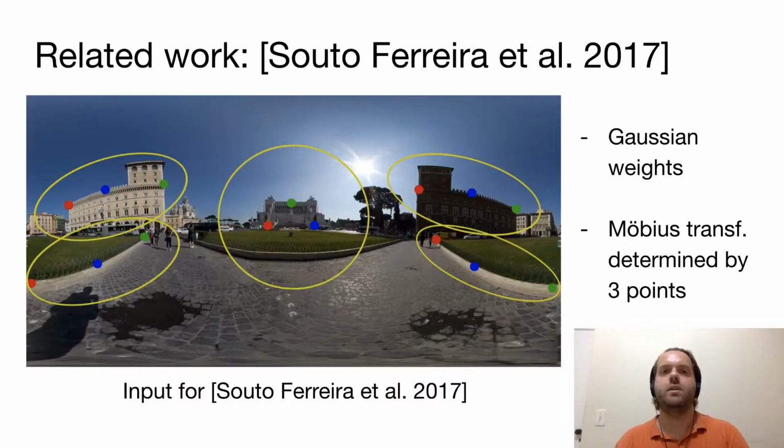This approach was taken by Souto Ferreira and colleagues in 2017 when they proposed to use Gaussian weights and Möbius transformations to rectify lines in omnidirectional images and obtain other effects in these images. Each set of 3 points in this figure will be mapped to new positions by Möbius transformations, and the transformations will only affect the regions given by these ellipses, where the associated weights are higher.